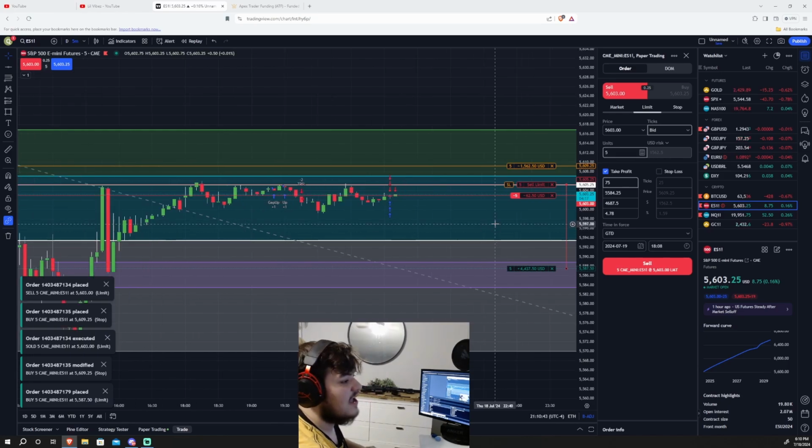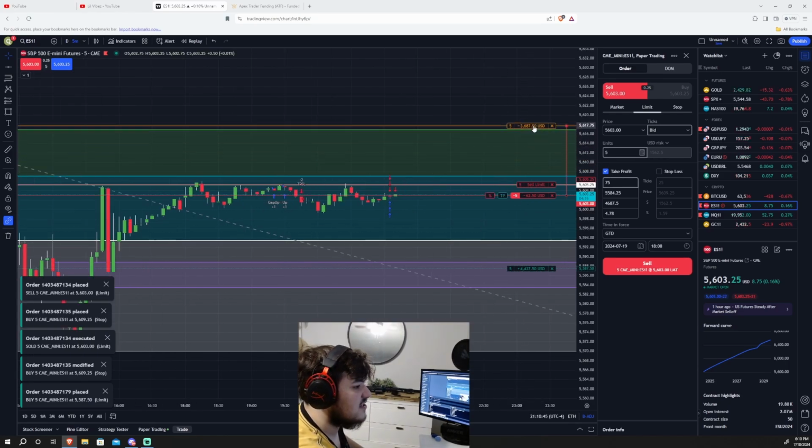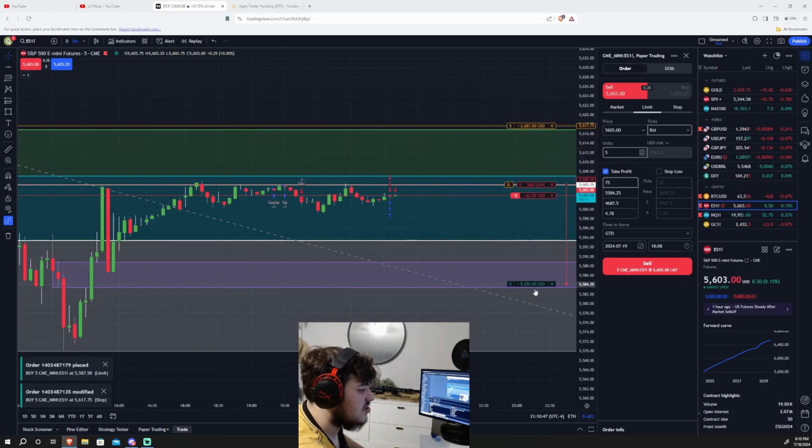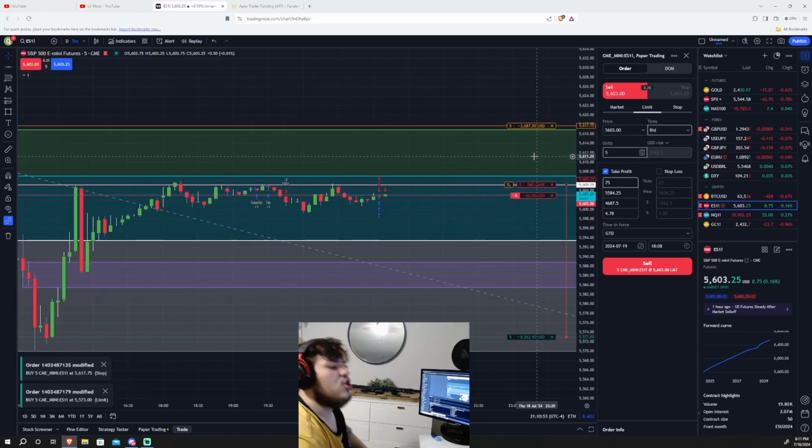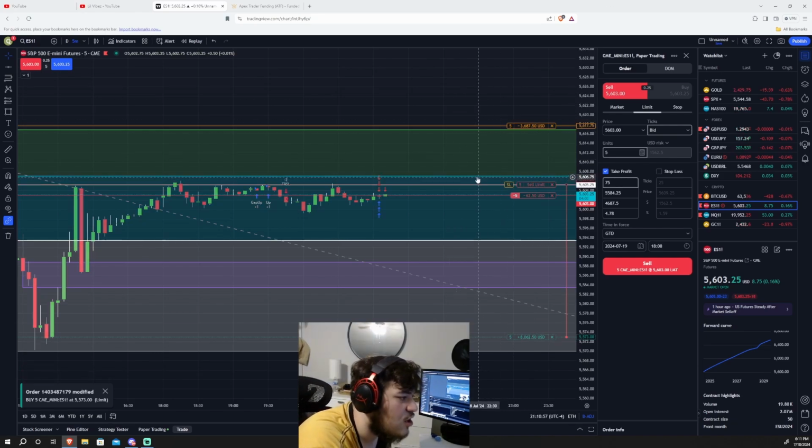And then if price goes above this premium, I'll target these right here. If price breaks above this premium, we're most likely going to go up. So I'm going to just leave it like that. When price comes above here, what is it going to do?